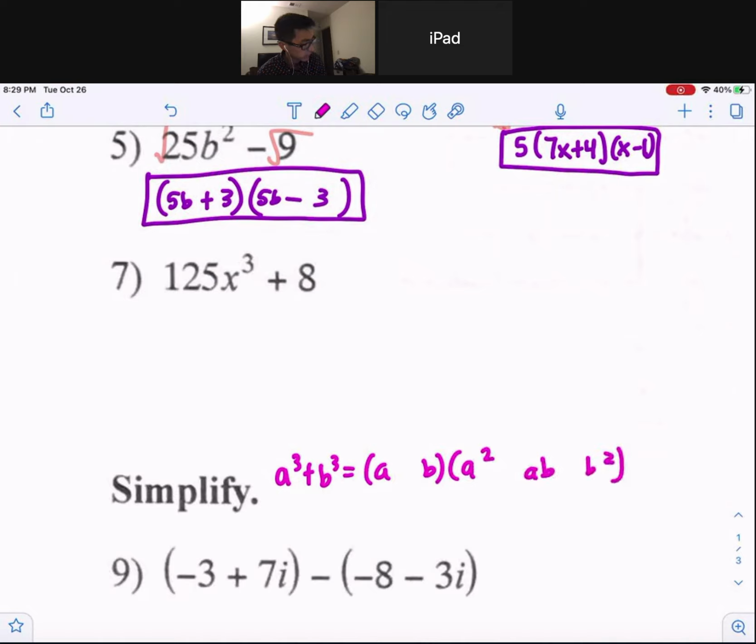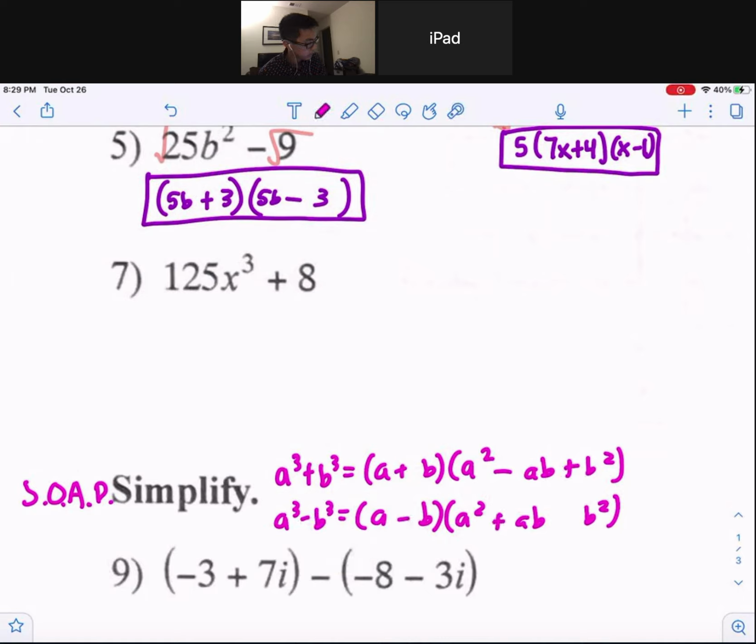So something you guys are just going to have to memorize. Now, the signs: you use SOAP, which is same, opposite, always positive. Same sign, so plus. Opposite sign, minus. Always positive. So what times what times what is 125x to the third?